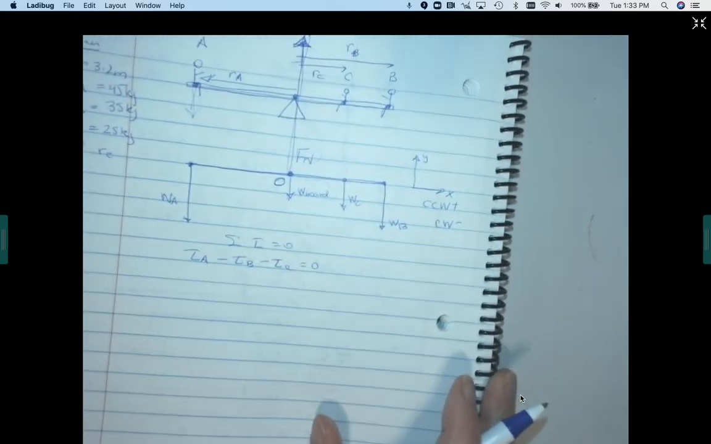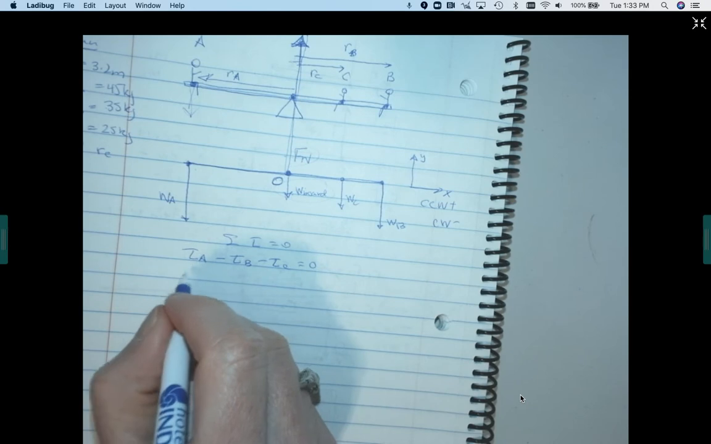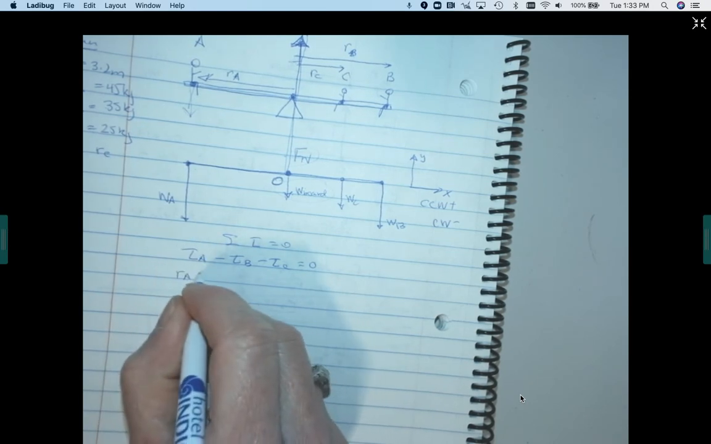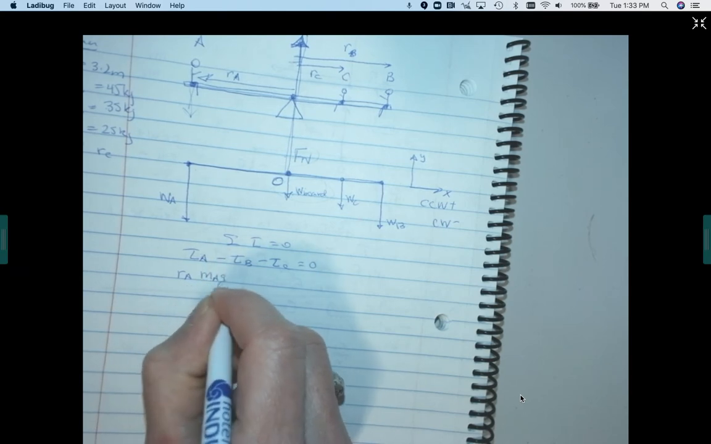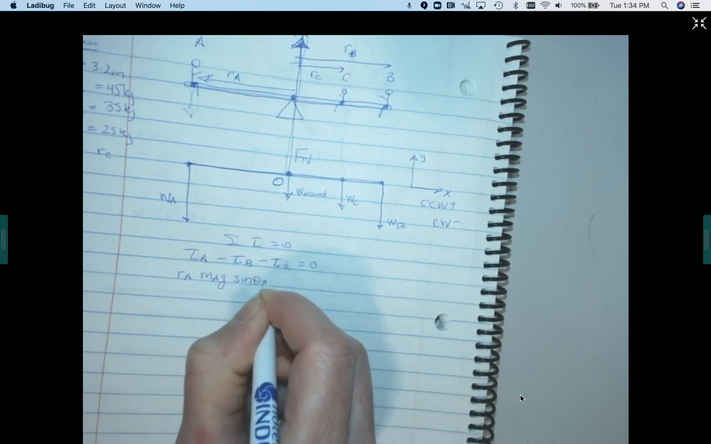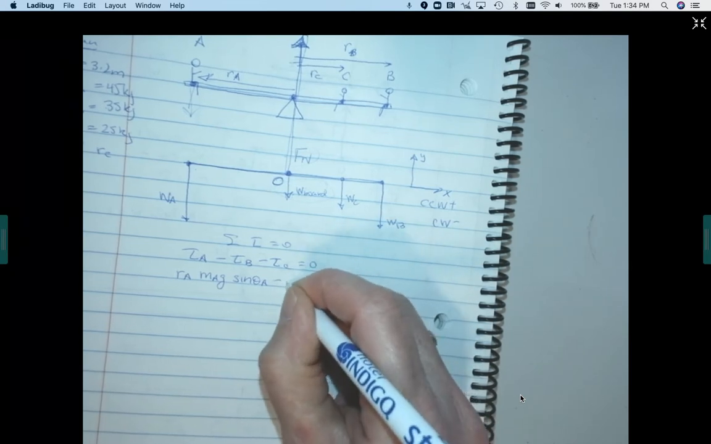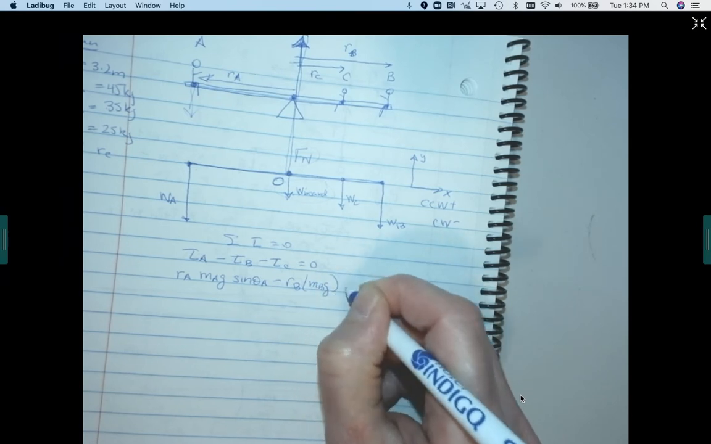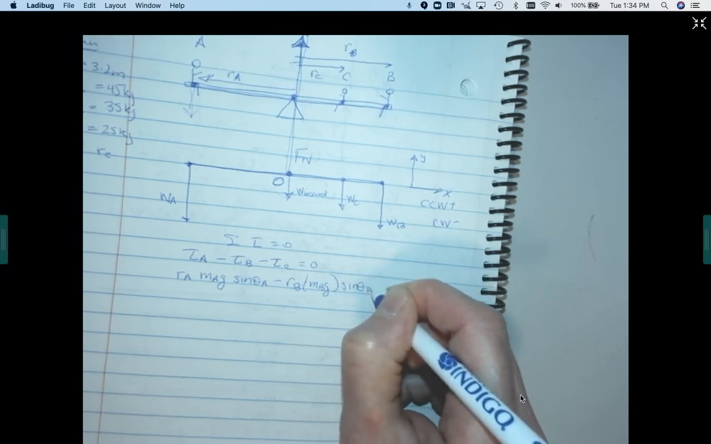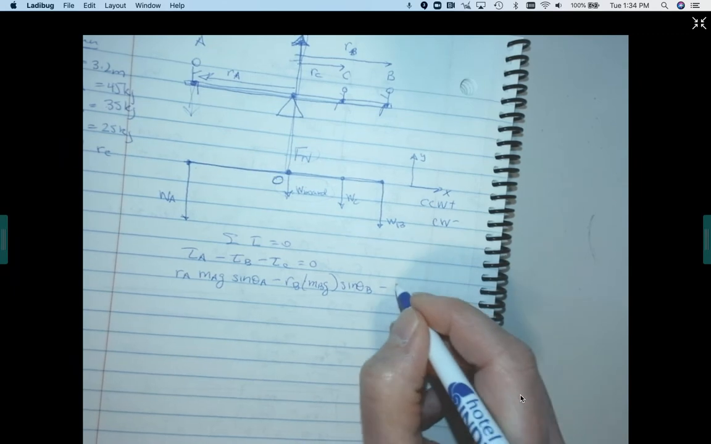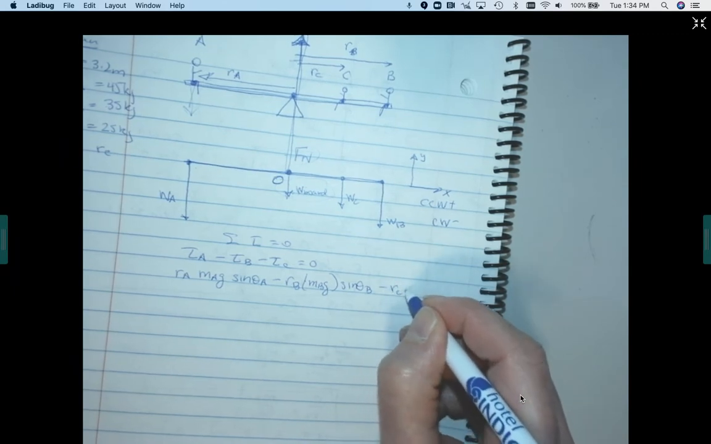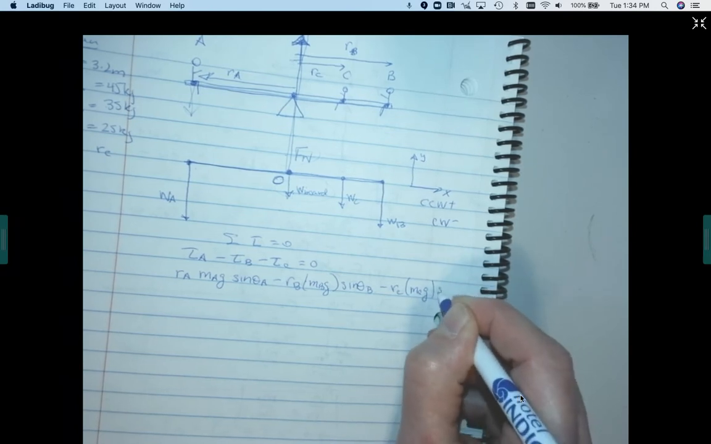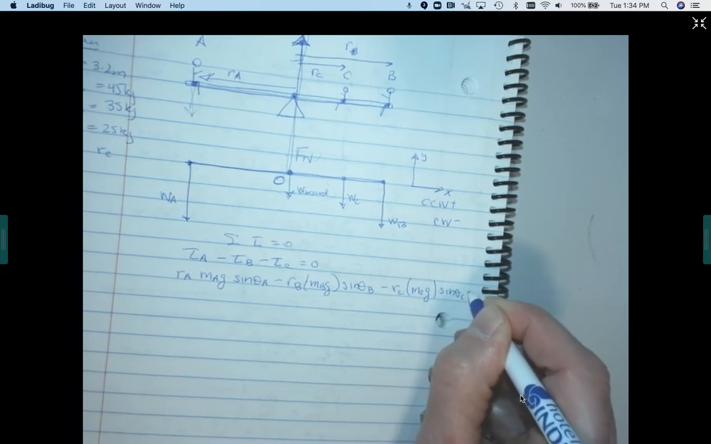Okay. And then for each of the torques now, we have R times the force. So RA times the force of gravity, MAG, times the sine of the angle between them. And then RB times the force B, which is MBG, times the sine of the angle between them. And then we get the distance to C times the force exerted by C, which is MC times the acceleration of gravity times the sine of the angle between them. And those have to equal 0.